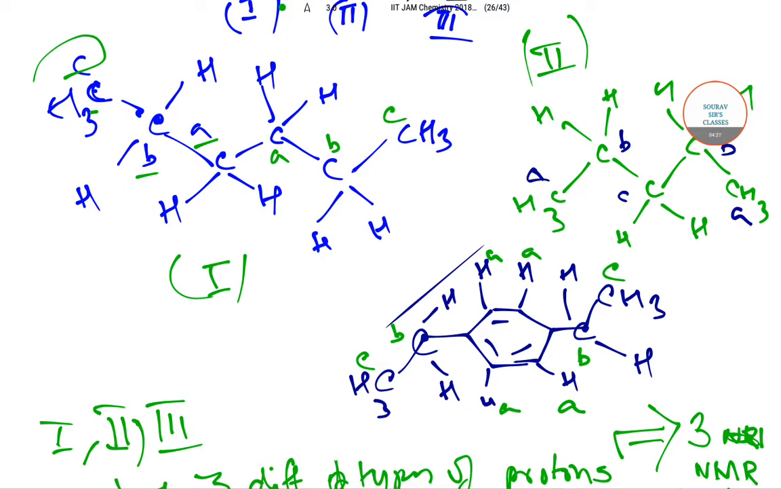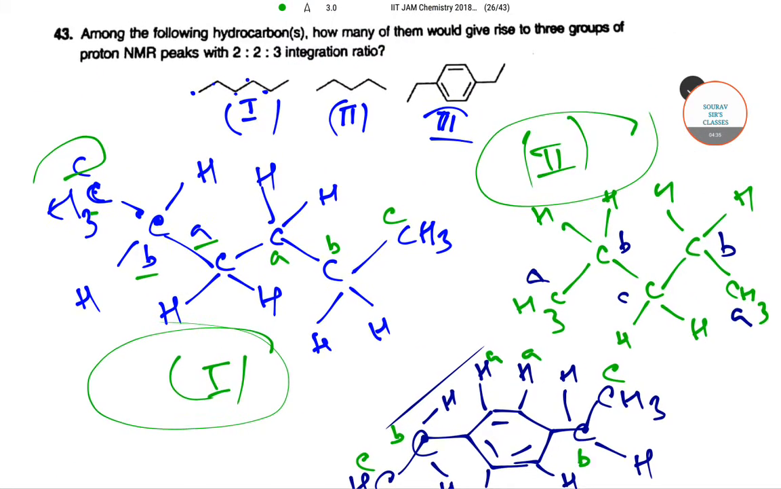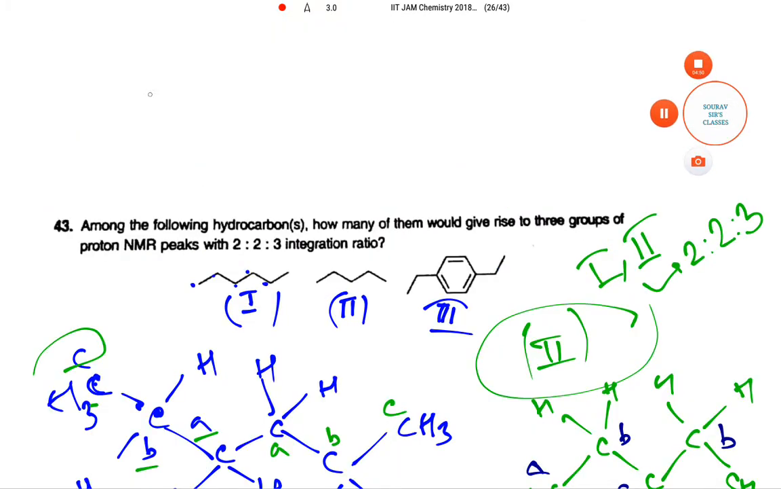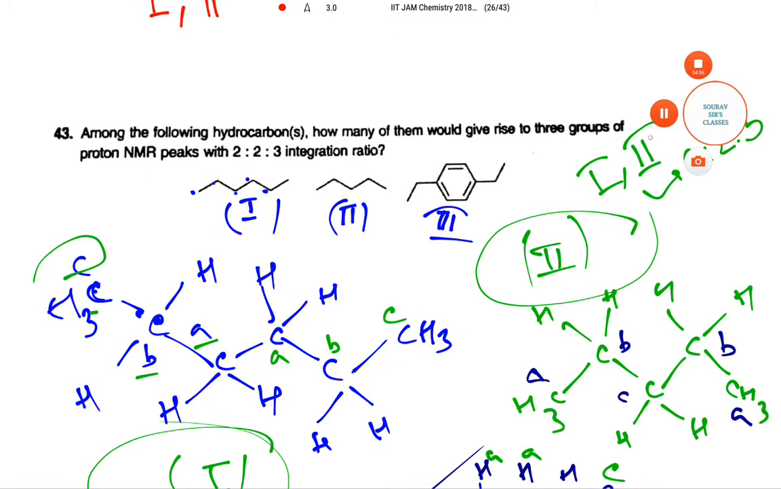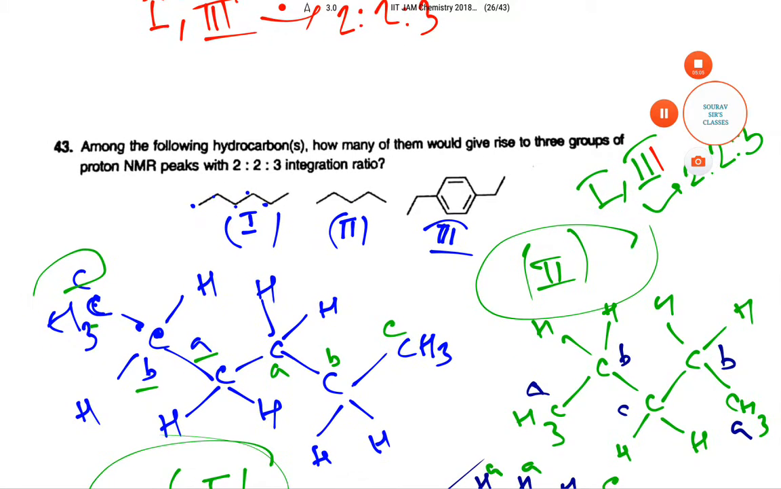But among these molecules, only 1 and 2 will give a 2:2:3 integration. 1 and 2 will give 2:2:3 integration ratio. So 1 and 2 will give us integration ratios 2:2:3, and so among the following hydrocarbons, how many of them we have been asked.